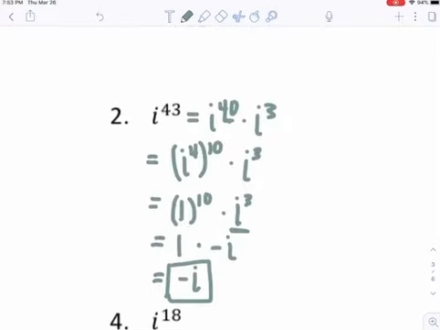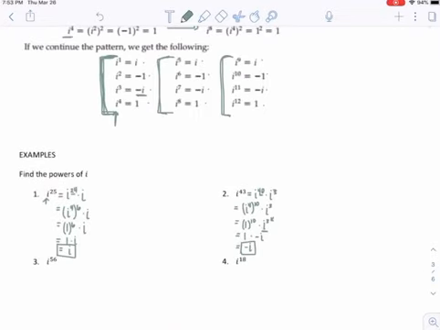So if you have an exponent under 4, you can simplify that further. If we have i to the 1st, we leave it as i. If we have i to the 2nd, we change it to negative 1. If we have i to the 3rd, it's going to be negative i. If I have i to the 4th, it's going to be 1.